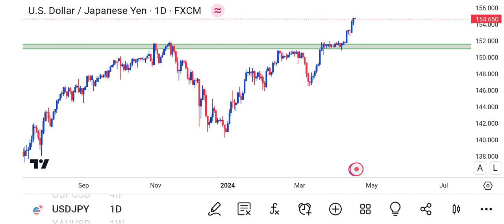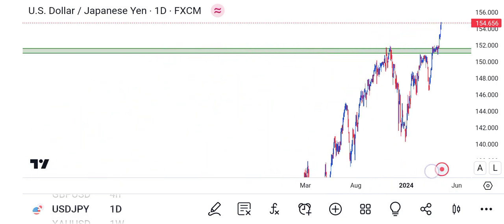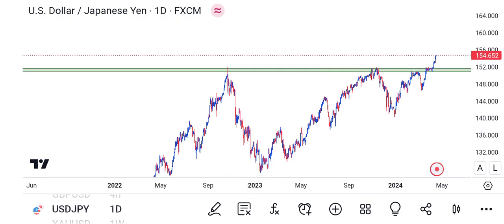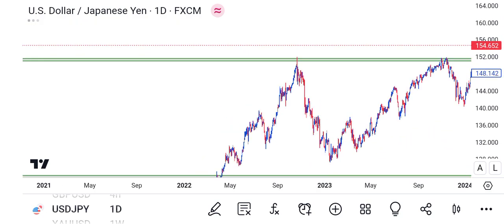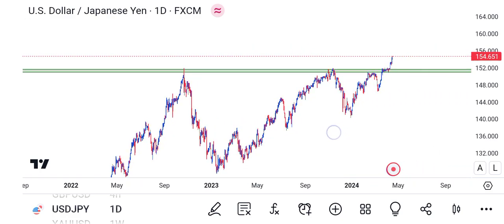For Usdjpy, the overall trend for Usdjpy is bullish, and in the last video I said that Usdjpy has gotten to a major zone and anything can happen. It's a 50-50 chance. But since we are in an uptrend, Usdjpy respected its initial trend of being an uptrend, and it broke above this major resistance zone. It broke above this zone, so it broke above this major zone.